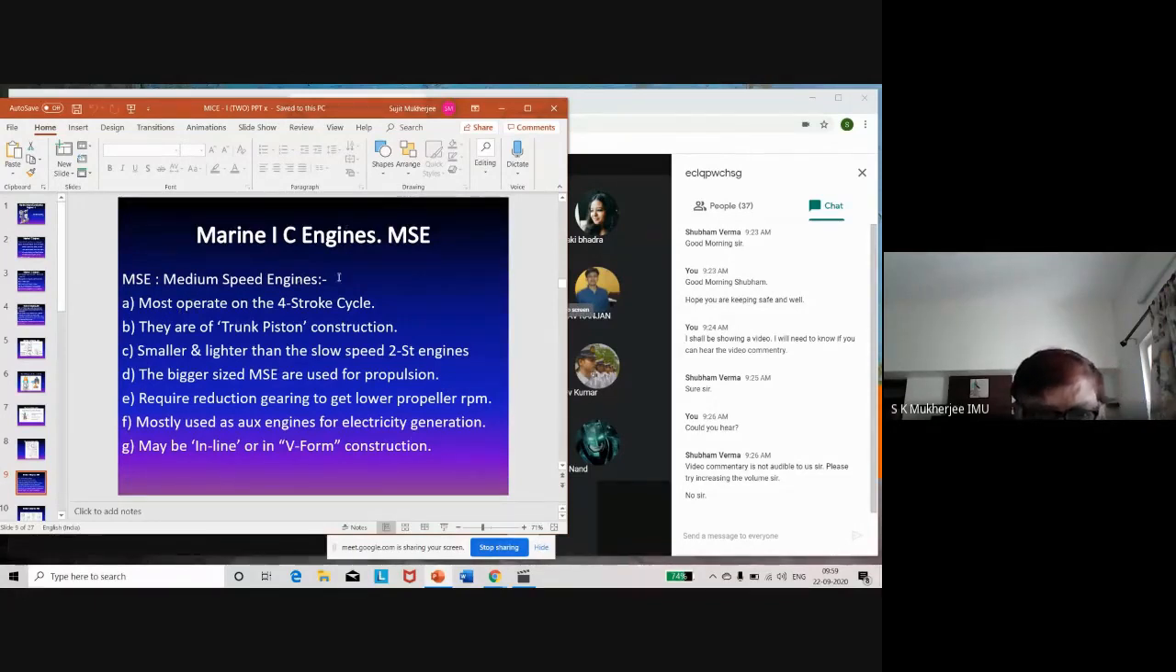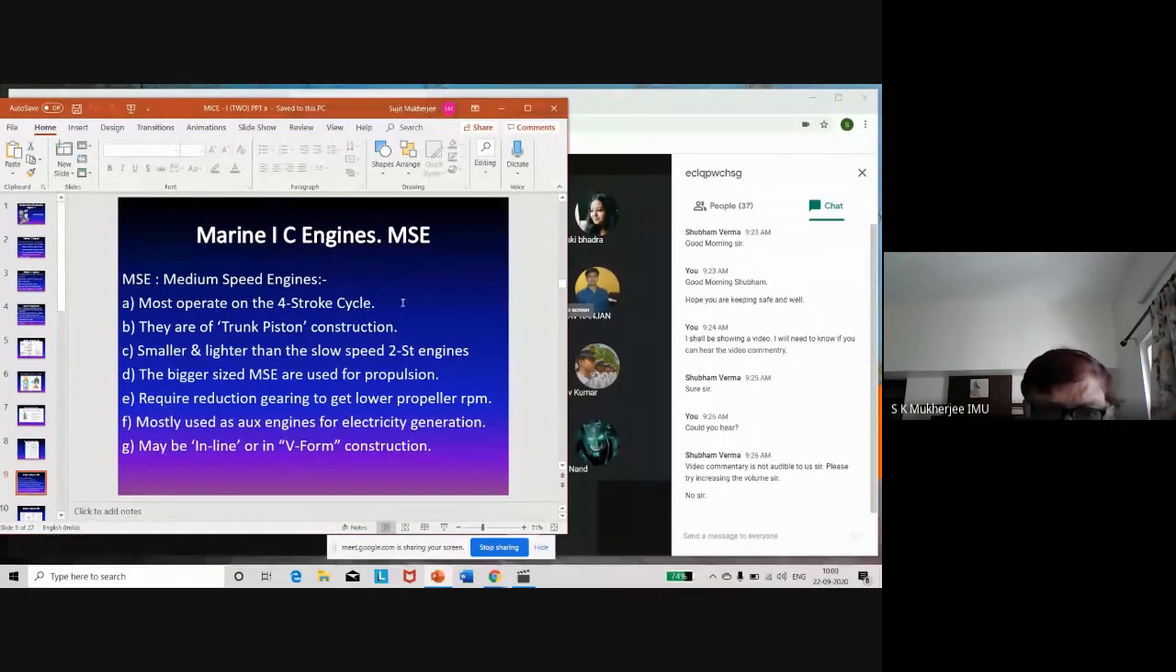So medium speed engines, most of them operate on the four-stroke cycle. I think all of them actually operate on the four-stroke cycle. There is no medium speed engine which runs on two-stroke. There were, I remember, on Japanese trawlers in the 1960s, slow speed four-stroke engines, which were not very efficient, not very popular, and today they are no longer existent, I think. But you don't come across them much.